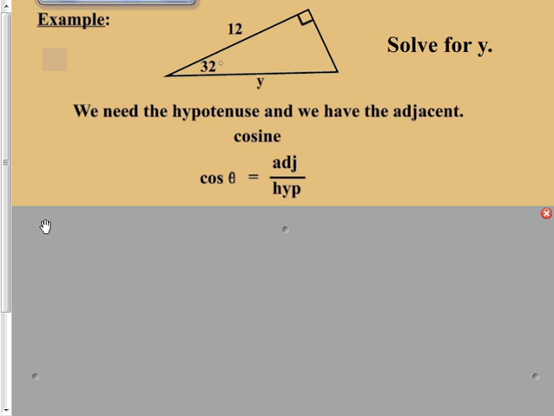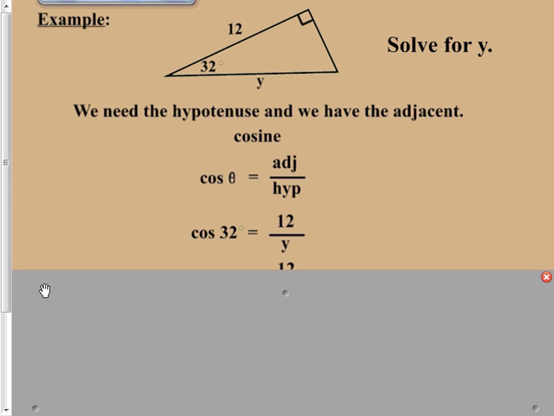The cosine rule says cosine of theta equals adjacent over hypotenuse. Now, obviously, we have an acute angle, 32, that we are working from, so that's going to be our theta. Our adjacent this time, which one will it be, the 12 or the y? It's going to be the 12 this time, and the hypotenuse will be the y. So when we plug in our values, here's what we have.